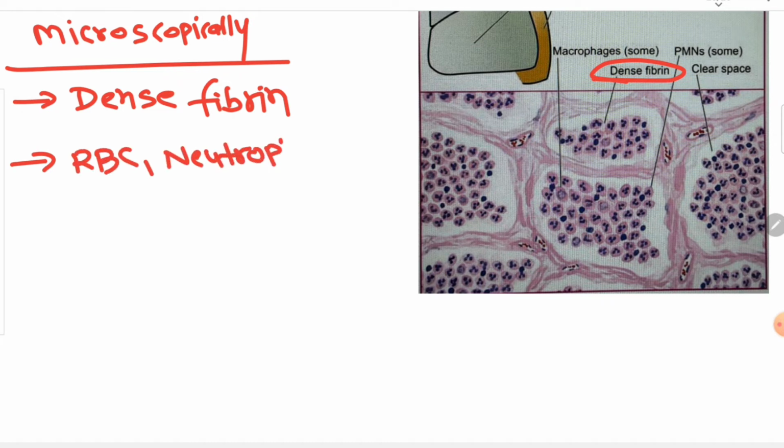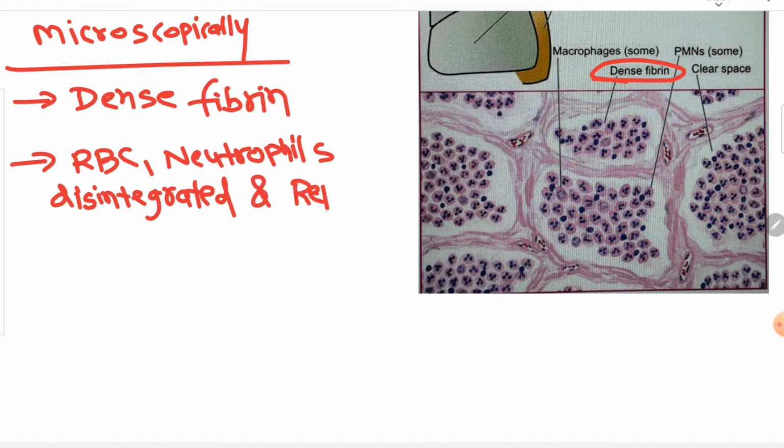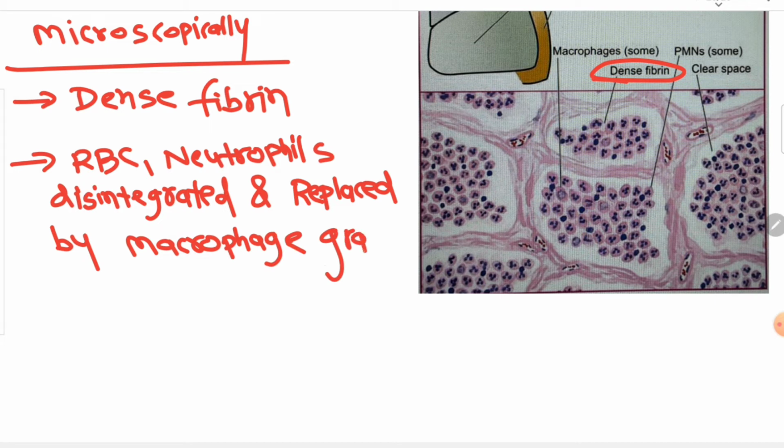Now the red blood cells and the neutrophils in the previous stage will be gradually disintegrated and gradually replaced by macrophages. So here the macrophage cells will begin to appear. In our body, whenever 4 to 5 days pass, the acute inflammatory cells are replaced by chronic inflammatory cells. So gradually macrophages start accumulating, which you can see in this diagram. You can see a macrophage. So macrophages will appear.